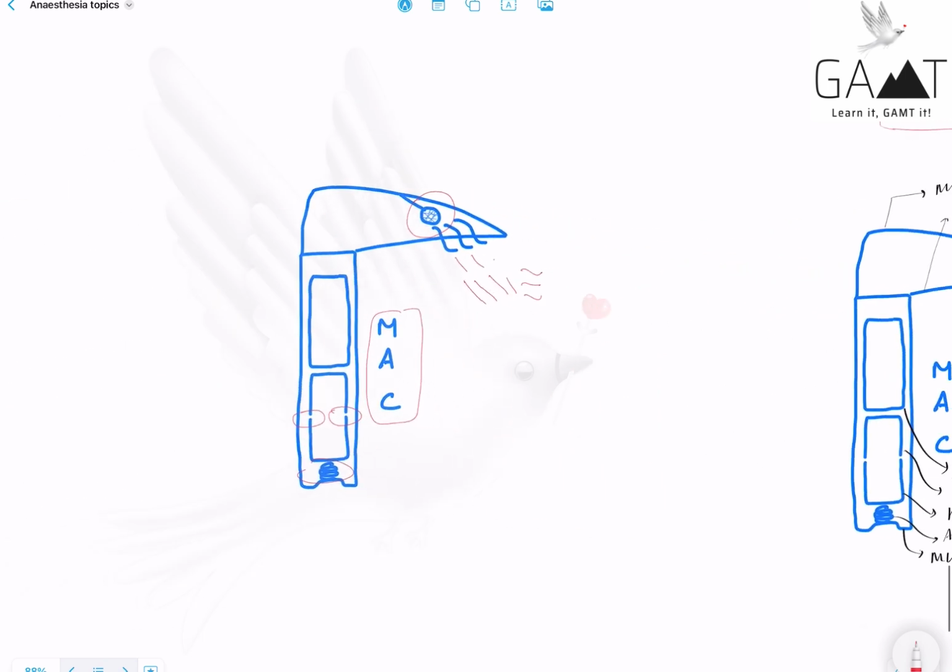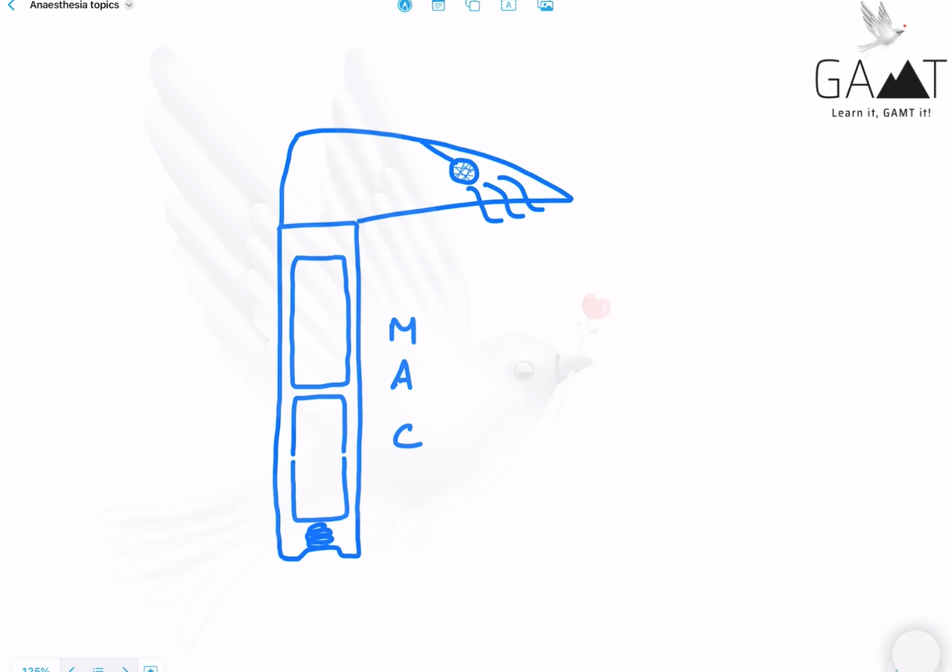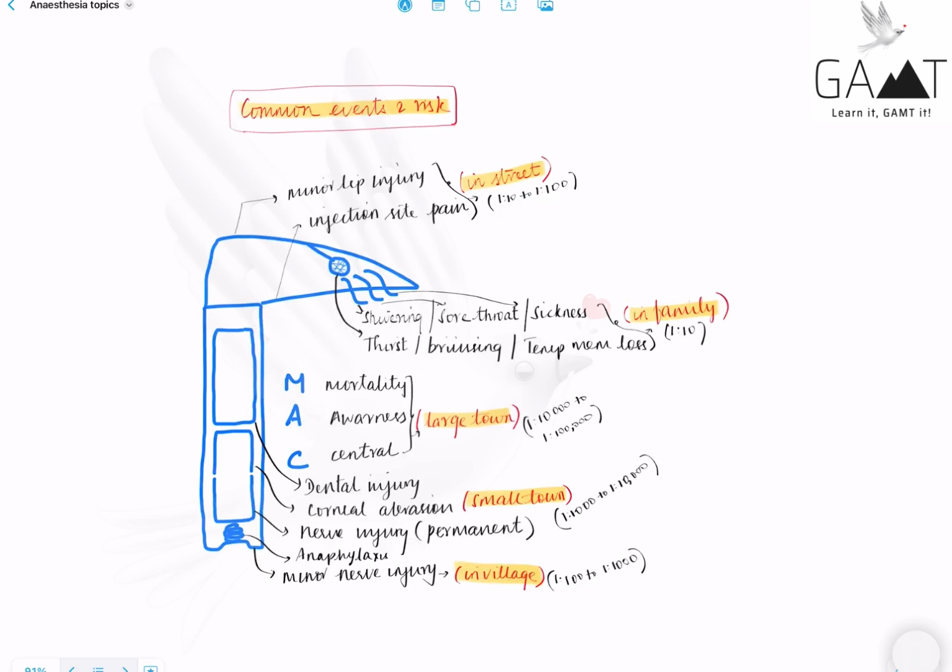But I think this is a very cool GAMT to remember in your conversation with the patient if this topic comes up. Great. I'll see you in the next.